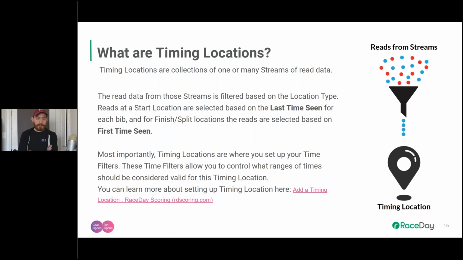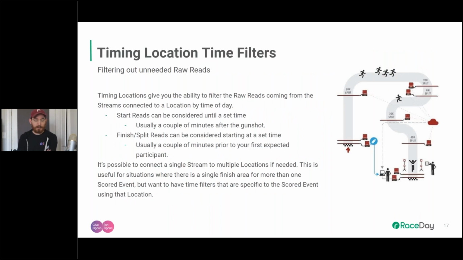So yeah, more importantly, timing locations are where you set up your time filters. These time filters allow you to control what ranges of time should be considered valid for this location. And you can learn more, again, about setting all this stuff up right here. The idea here is that we're getting all the stream data and dumping it into our timing locations to be filtered. So timing locations give you the ability to filter out the raw reads coming from the streams connected to a location by the time of day.